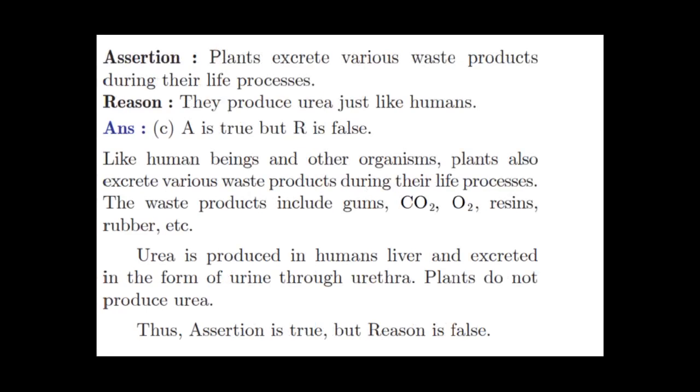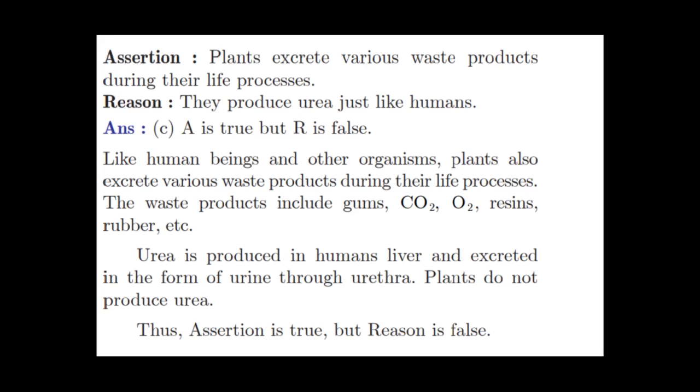Next, assertion: plants excrete various waste products during their life process. Reason: they produce urea just like humans. It's a very simple one, right? You don't have to think a lot to find the correct option for this. Assertion is true, but reason is not the correct one.